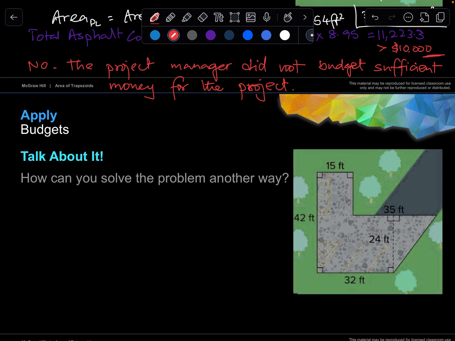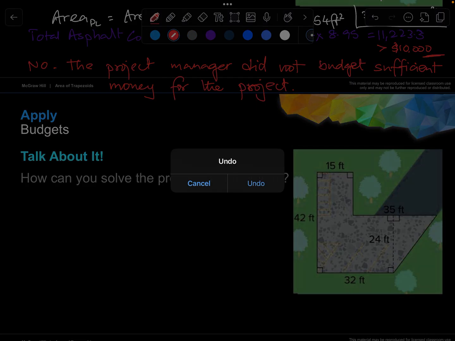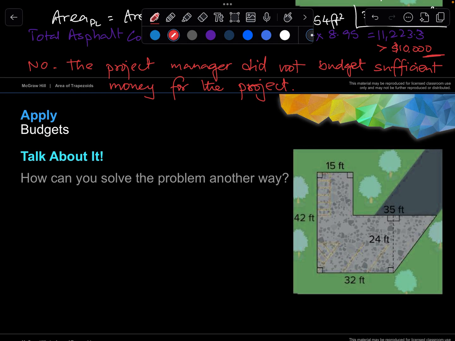Now I want you to take a moment and think about it. Can this problem be solved a different way? Right? I believe we can. So previously we divided the trapezoid in this direction. How about if we divide it like this? What are all my dimensions? Do I know this total dimension? This base is now going to be 32 feet.